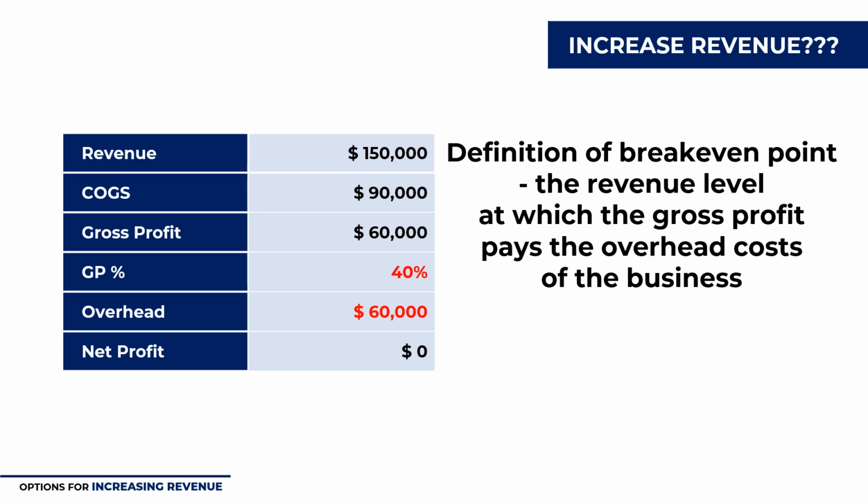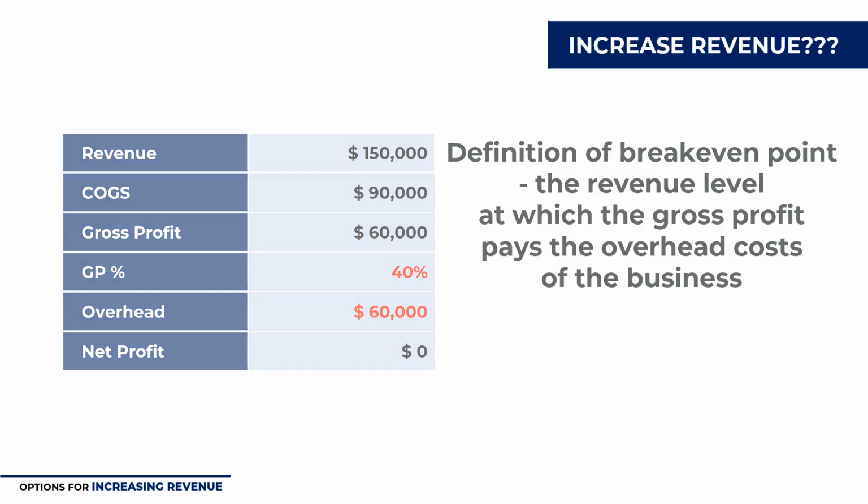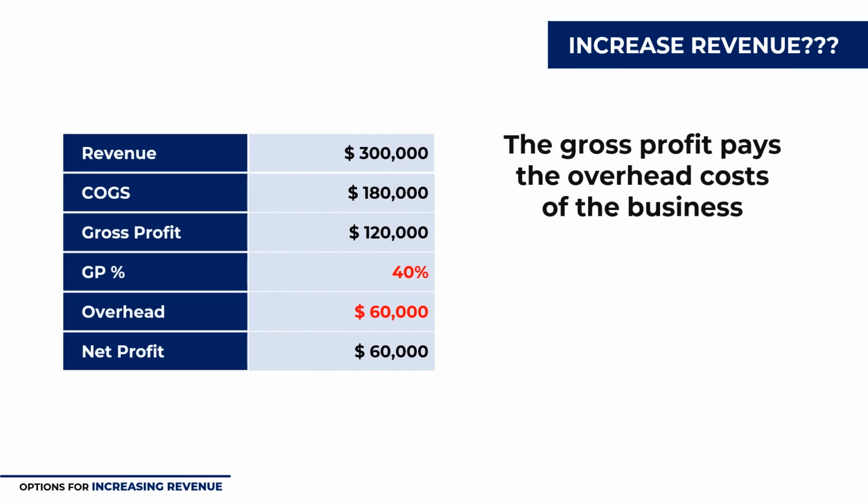But why is it important for us to know that? Well, there are 2 critical reasons. First, your gross profit is what pays all the bills in your business. When you hit break-even, you're paying all of your cost of goods sold plus your overhead. Now, you're not making any money at this point, but you aren't losing money either.